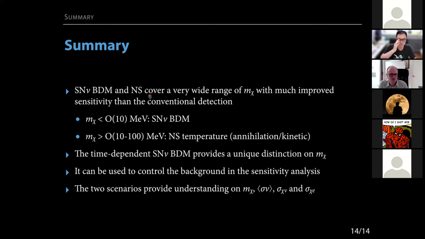In this short presentation, we demonstrated two scenarios for probing dark matter. One is the supernova neutrino boosted dark matter, and the other is the neutron star surface temperature. Both methods cover a very wide range of dark matter mass, and they also provide a much improved sensitivity. Depending on what kind of dark matter mass we are going to analyze, if it is light dark matter, then we can turn our attention to the supernova neutrino BDM. If we want to focus on heavy dark matter, then we can use the neutron star temperature.